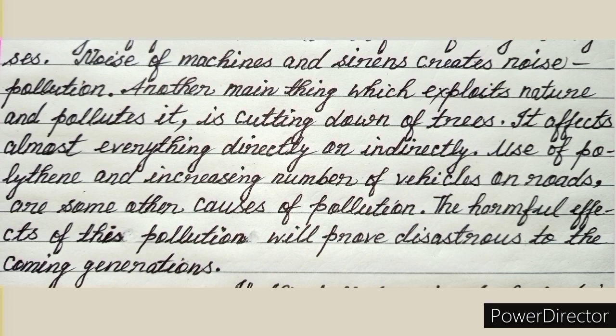Another main thing which exploits nature and pollutes it is cutting down of trees. It affects almost everything directly or indirectly. Use of polythene and increasing number of vehicles on roads are some other causes of pollution. The harmful effects of this pollution will prove disastrous to the coming generations.